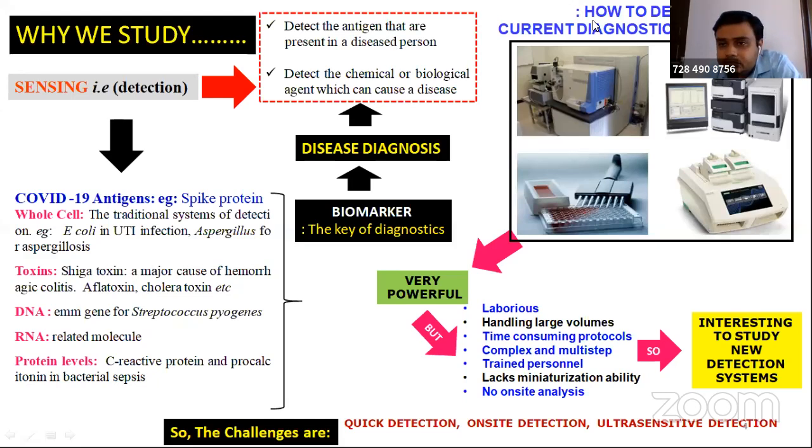And then how do we detect these molecules? There are many techniques. Everybody knows ELISA, HPLC, and so on. These are very powerful techniques, but the problem in this case is that they are very laborious. You need a very expert person to do that, and it requires a large handling volume. If the students who are sitting in the webinar know HPLC, it takes a lot of samples, right, to run the whole column. And it is very time consuming. It's a multi-step process, and you need trained personnel.